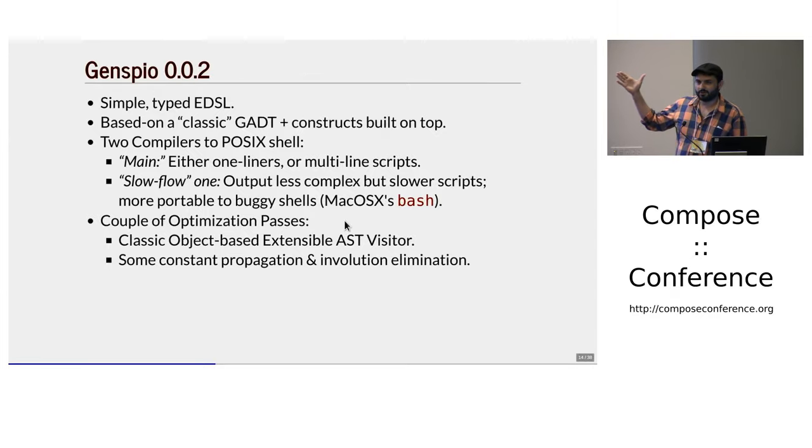So it doesn't work. So I started another compiler, which is much slower because it uses a bunch of temp files to flatten everything. But it actually works really everywhere. I will show later a very old Darwin version. And I also implemented a couple of optimization passes. We often say objects in OCaml are almost only useful for AST visitors, like open recursion. That is one of those. And then I implemented a couple of passes on top of that.